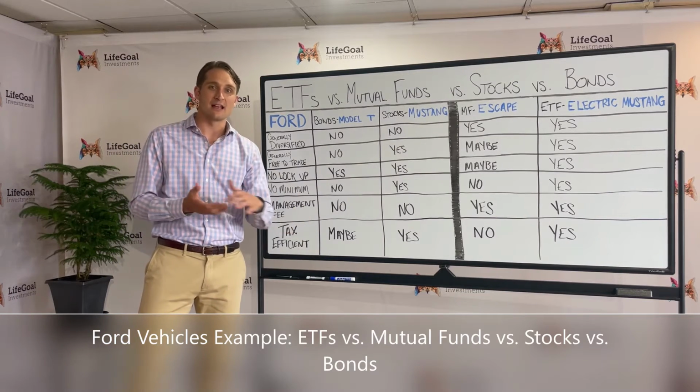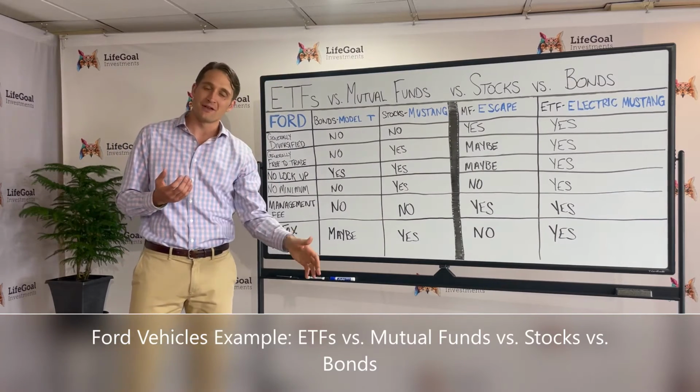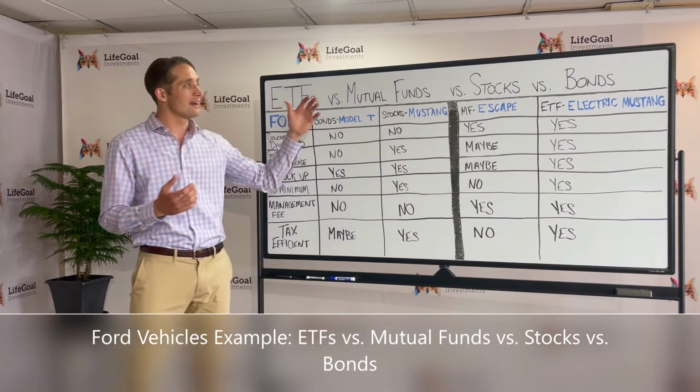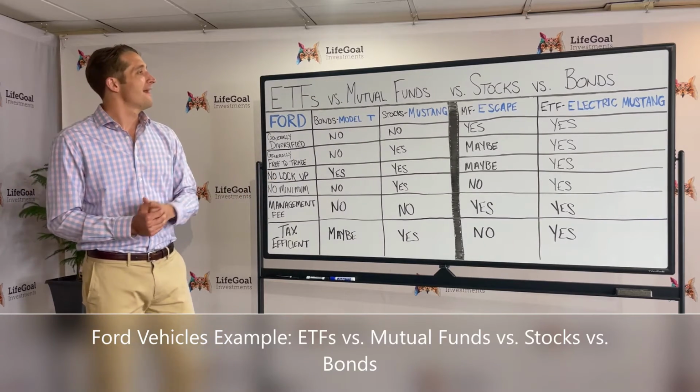The downside is also very considerable. So they have the ability to go up quickly, but they also have the ability to go down quickly. And that's why stocks are a 1970s Mustang. All right, on to the next part.